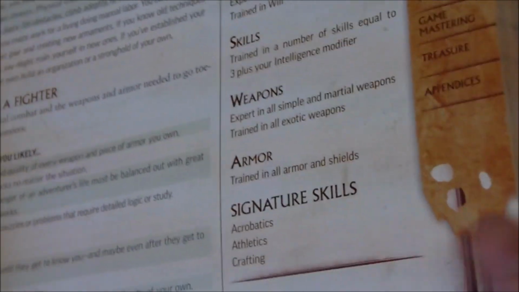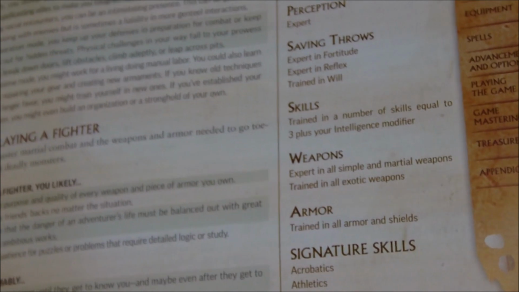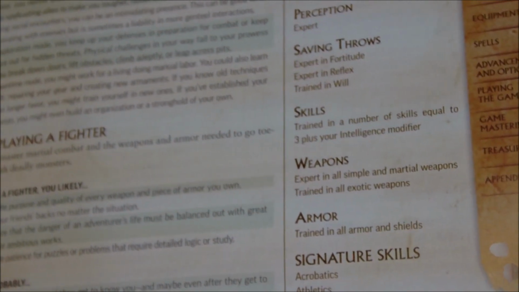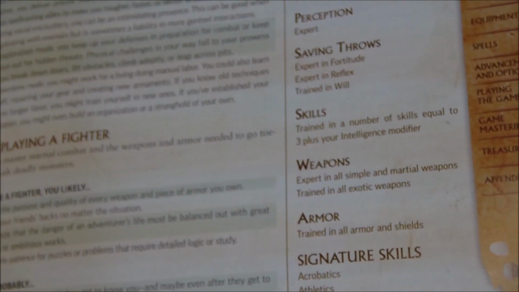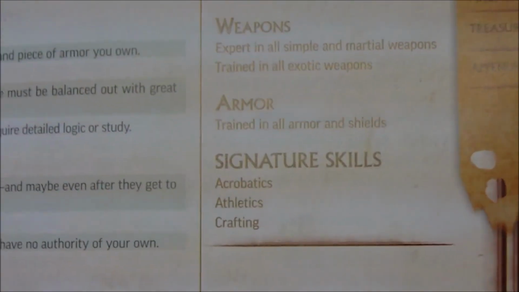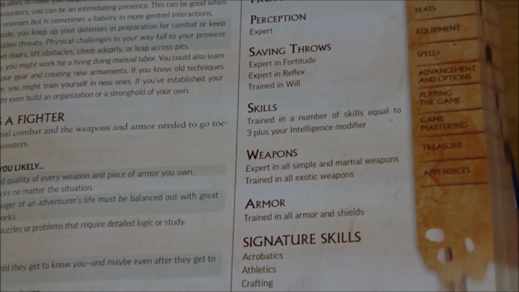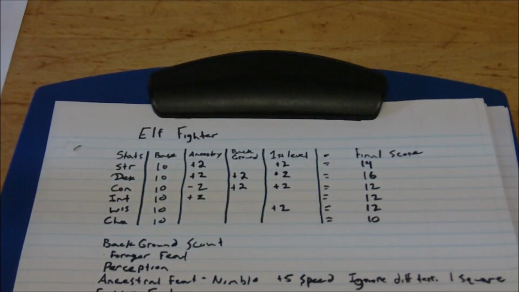So these are the skills that I can actually get all the way up to the legendary proficiency level in. Typically you can only go from untrained to trained to expert for most skills, but for your class, your signature skills, you can actually go to master and then legendary. So let's just fill in some information here.